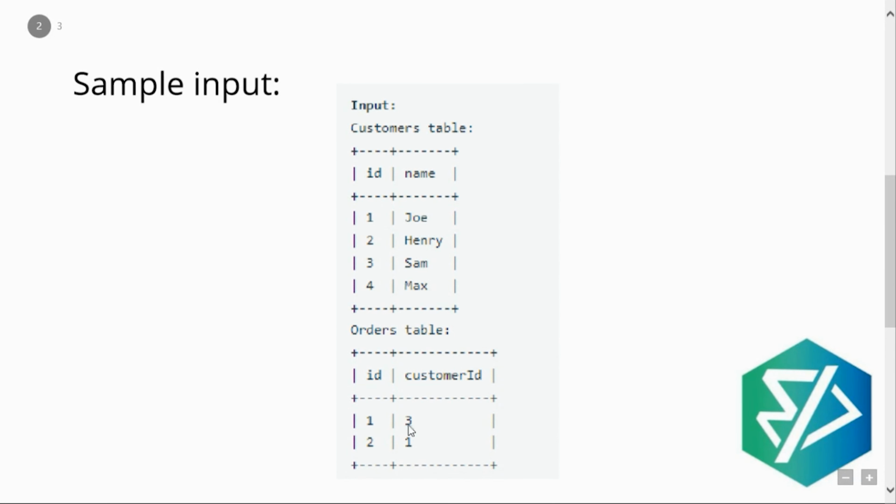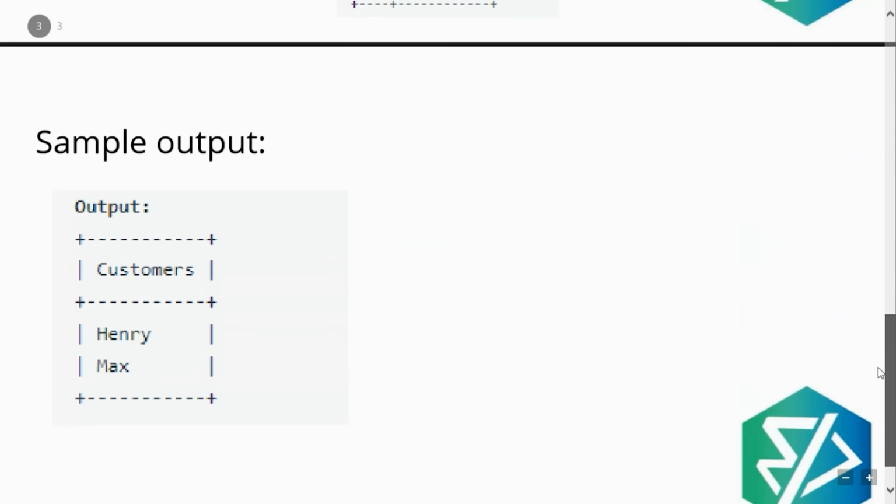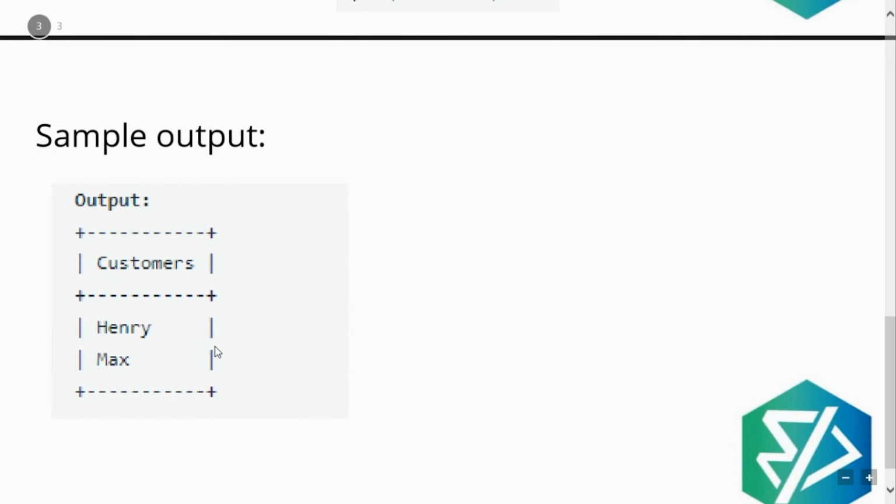As you can observe over here, the customer IDs in the orders table are 3 and 1. And 3 and 1 correspond to the customers Joe and Sam, which means Joe and Sam have ordered something at least once. But Henry and Max, their customer IDs, which are 2 and 4, are not present in this orders table, which means they have not ordered anything yet from this service. So that is why we get the output as Henry and Max.